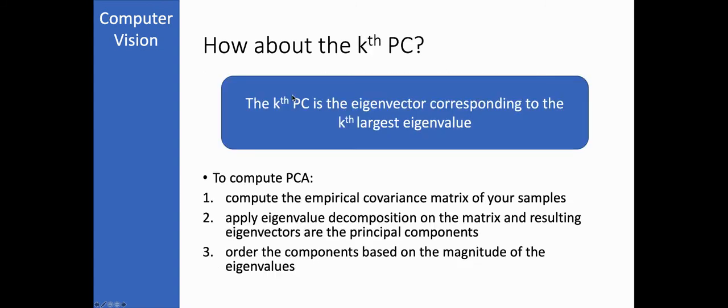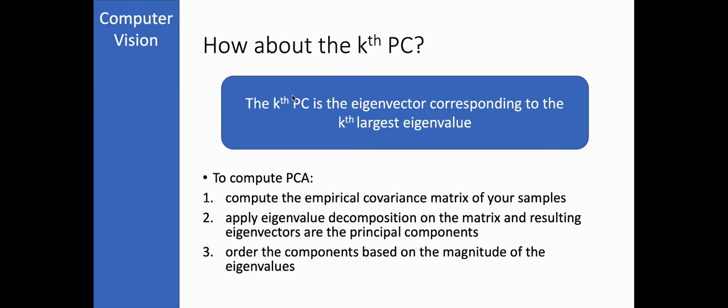How about the kth principal component? The same principle applies. The kth principal component is simply the eigenvector corresponding to the kth largest eigenvalue. So given a set of data, I can now easily do the principal component analysis and compute the principal components, simply by first computing the empirical covariance matrix of my samples, and then applying the eigenvalue decomposition on the matrix. The resulting eigenvectors will be the principal components. Then I simply order the components based on the magnitude of the eigenvalues, and note that the eigenvalues correspond to the amount of variance in each principal component direction.